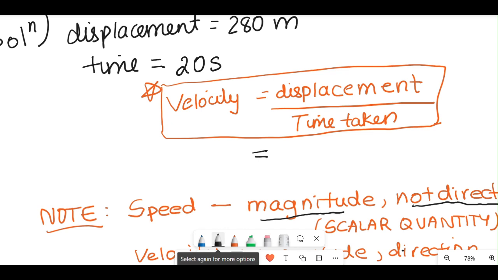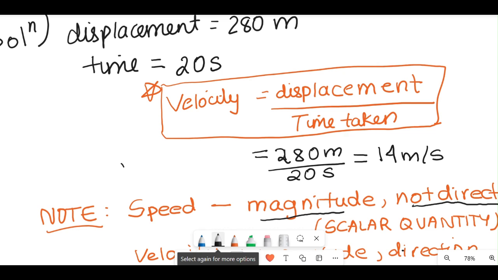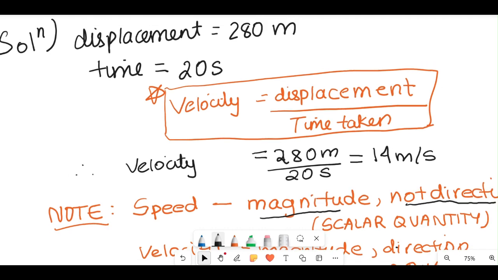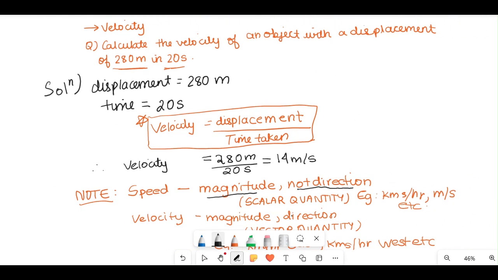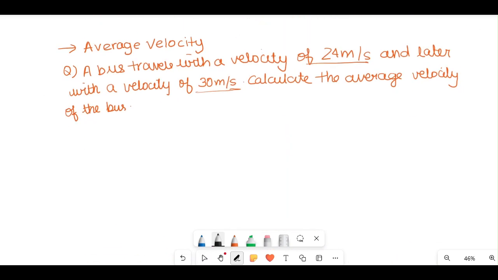We are given the displacement as 280 meters upon the time, that is 20 seconds. So your velocity is equal to 14 meters per second. I hope this question was clear to you. We move on to the next question based on average velocity. We are given a bus travels with a velocity of 24 meters per second and later with a velocity of 30 meters per second. We are asked to calculate the average velocity of the bus.